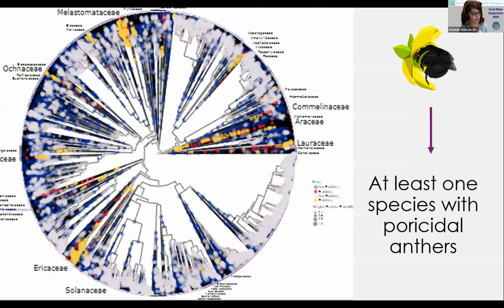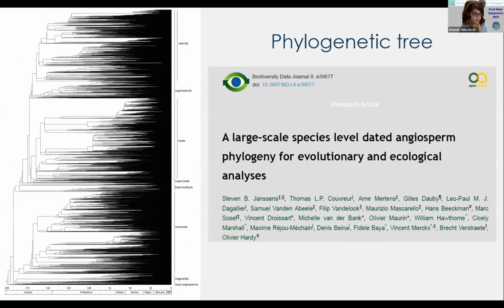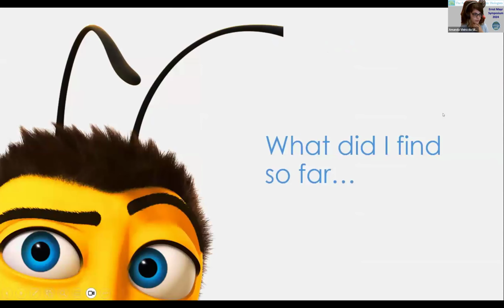And I also considered that if at least one species has poricidal anthers, then the whole genus could have poricidal anthers. And I used the angiosperm phylogeny from Jansen's, and I tested the evolutionary correlation between ant protection and bee pollination using Markov k-state models.